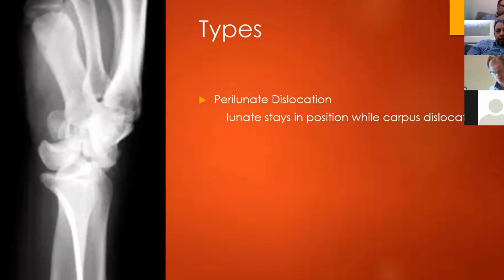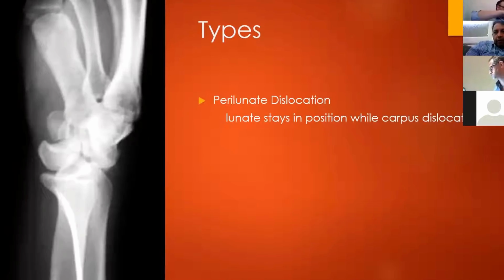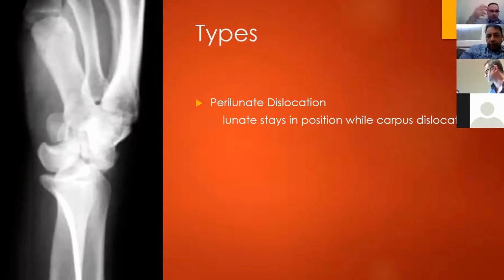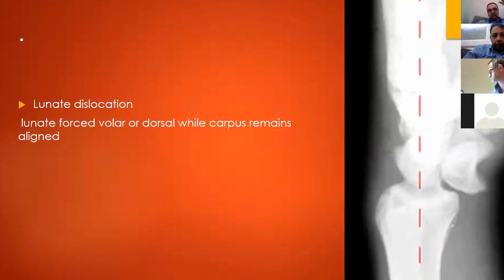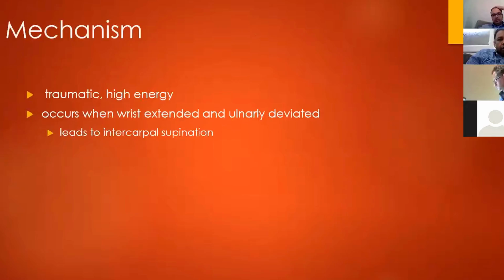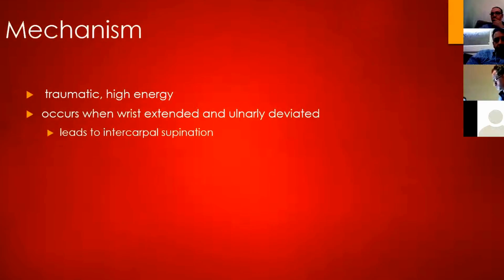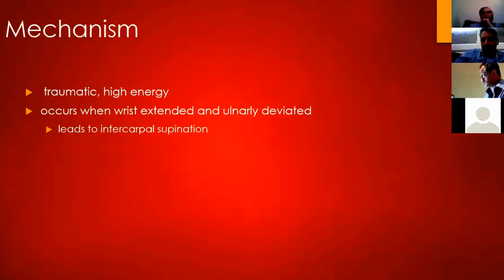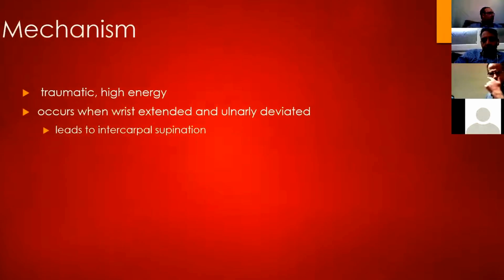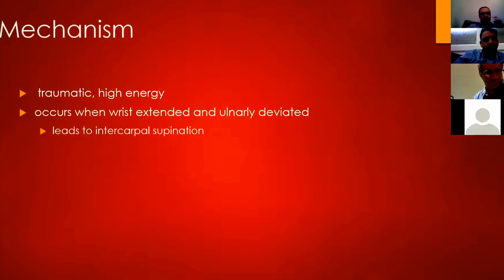So the types of these dislocations are divided into perilunate dislocation, where the lunate stays in position while the carpus dislocates, and lunate dislocation, where the lunate is forced out of the carpus, either volar or dorsal. Volar is the most common. The mechanism is usually traumatic, high energy trauma. It occurs when a patient falls on the wrist with extension and ulnar deviation that leads to intercarpal supination.